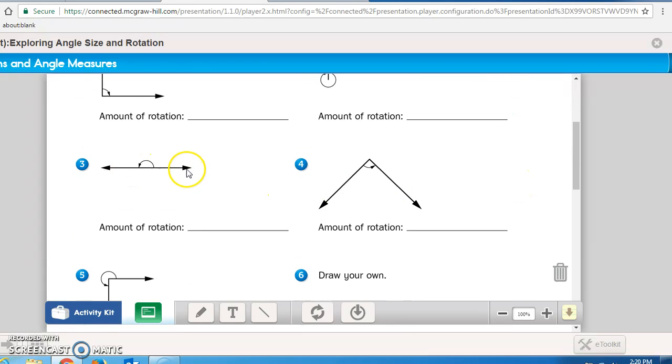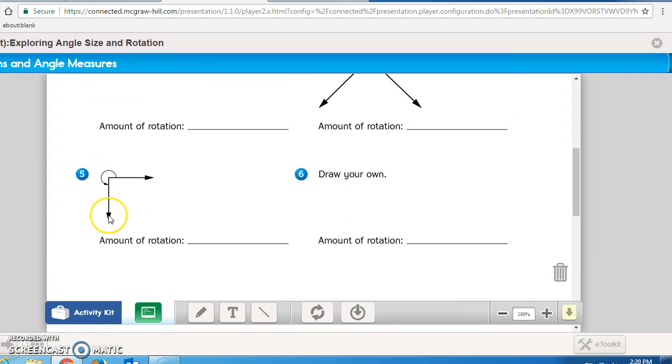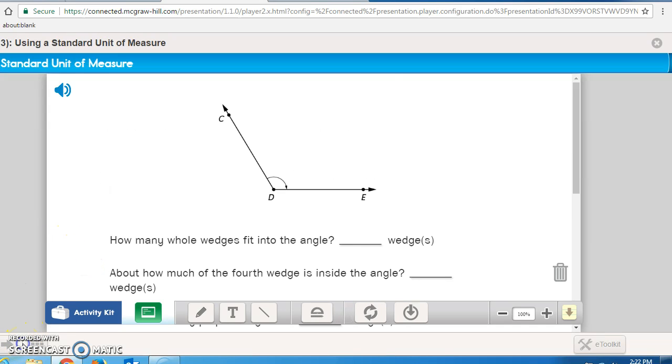Number 3 is asking from this point to this point, how much of a rotation it is. This time you're measuring from here all the way around the outside to here. And then I want you to draw your own. Go ahead and pause the recording now. Finish page 178 and turn it in when you've completed it.